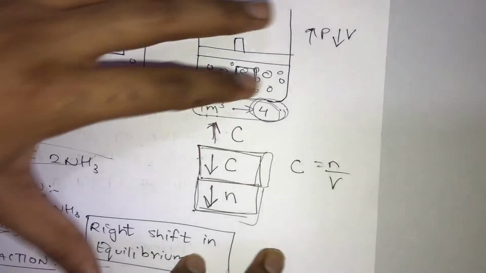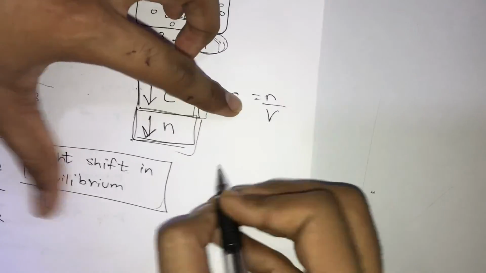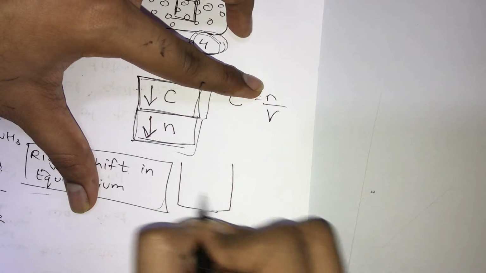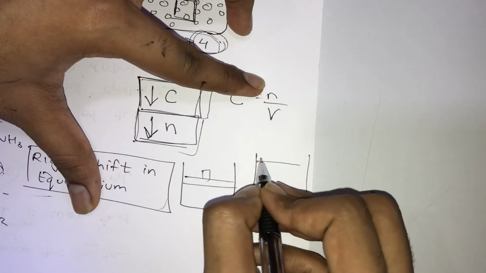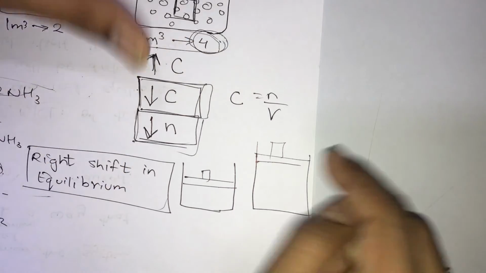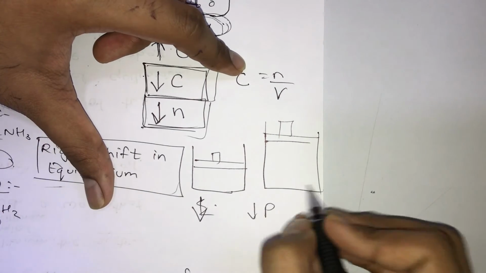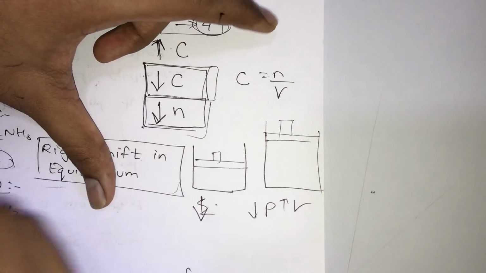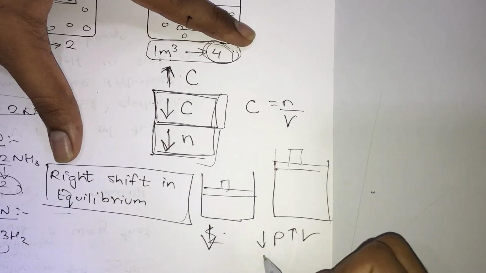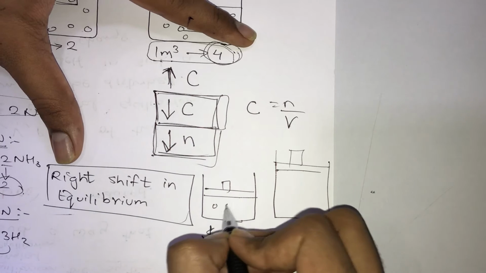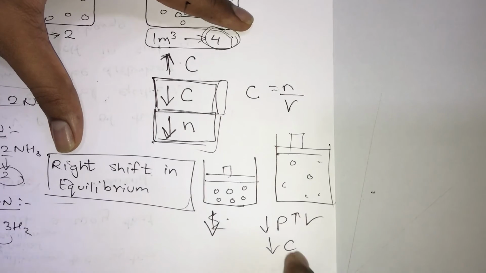Now instead of increasing concentration, let's say that I had a container over here, and now I am going to increase the volume, that is, I am going to decrease the pressure. Since I decrease the pressure, it is obvious that my volume is going to increase. If I compare these two over here, the concentration is also going to decrease. Why? Because here they were closely packed and here they are loosely packed.